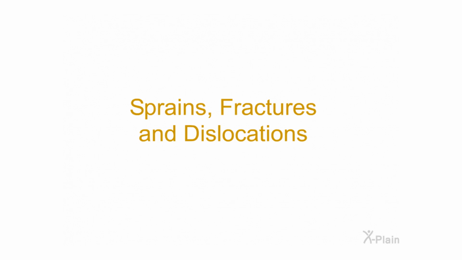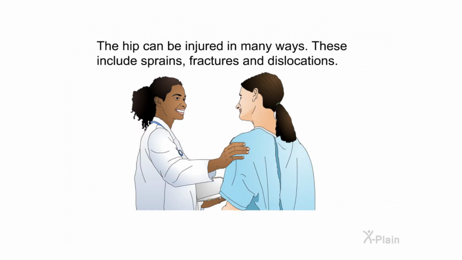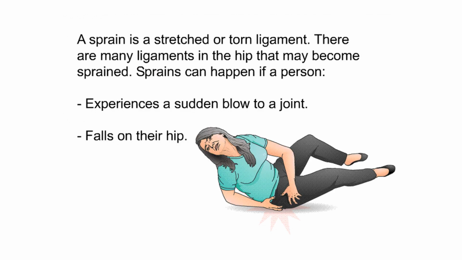Sprains, fractures, and dislocations. The hip can be injured in many ways. These include sprains, fractures, and dislocations. A sprain is a stretched or torn ligament. There are many ligaments in the hip that may become sprained. Sprains can happen if a person experiences a sudden blow to a joint or falls on their hip.